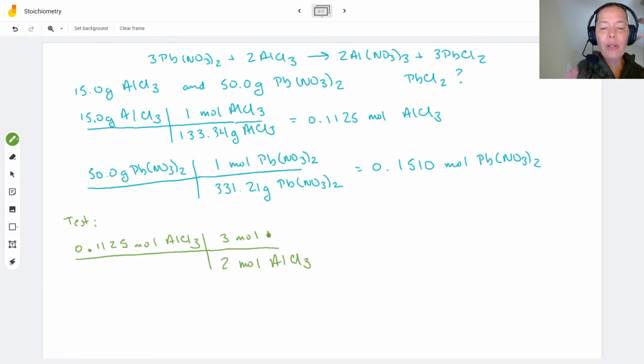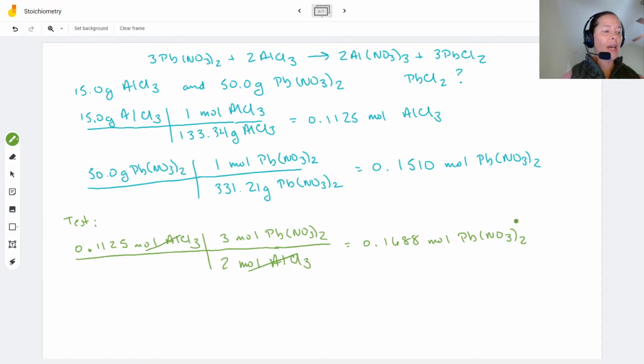And again, I'm going to convert my moles of aluminum chloride to moles of lead nitrate. Okay, so that cancels, and I get 0.1688 moles of lead nitrate. Okay, and here is where we need to think through the calculation we've done and decide which one is the limiting reactant. Again, if I'm going to use all of my moles of aluminum chloride, I need to have at least this many moles of lead nitrate.